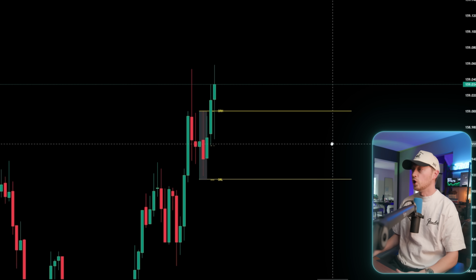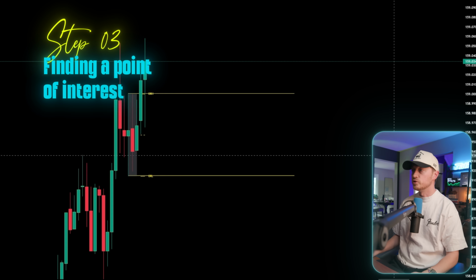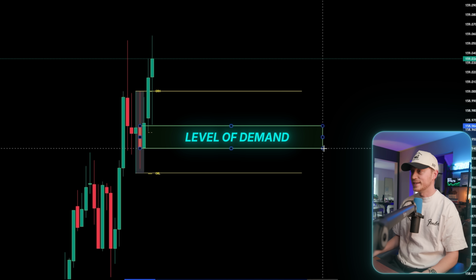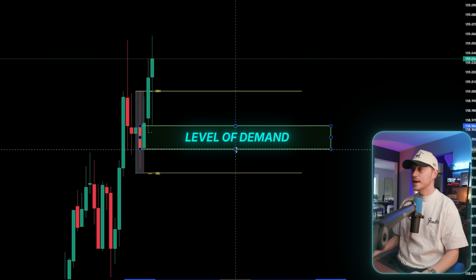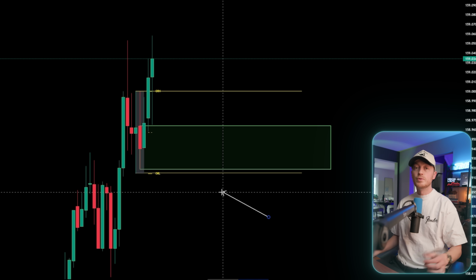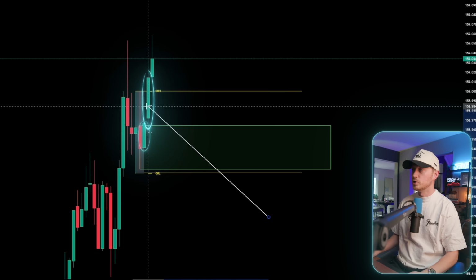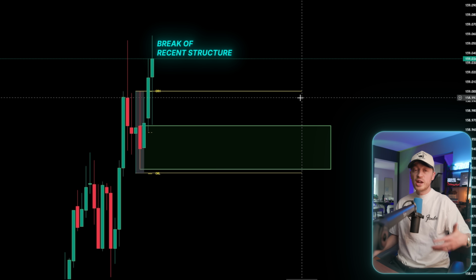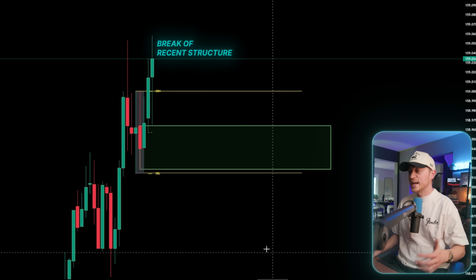Now, step 3 is all about finding a point of interest. On this trading position, we have a level of demand off of this candle right here. Now, it's a bigger candle, so I drew a smaller demand zone this time. And a level of demand is just when you have an aggressive push like you have right here. You get the break of recent structure, and generally we're looking for fair value gaps, that sort of thing.